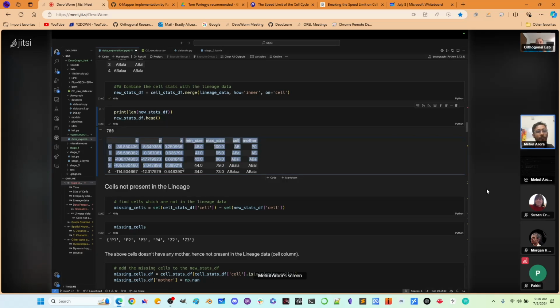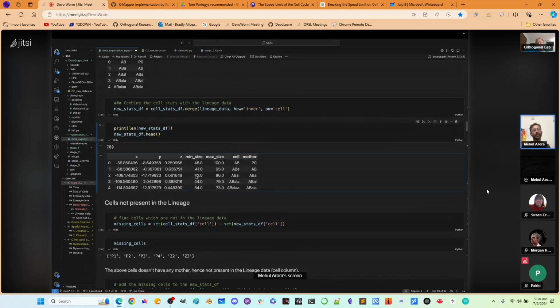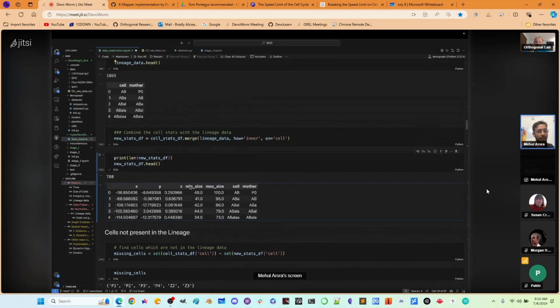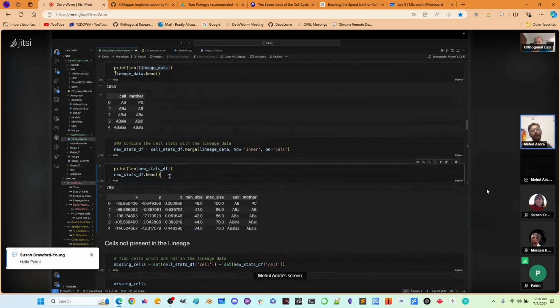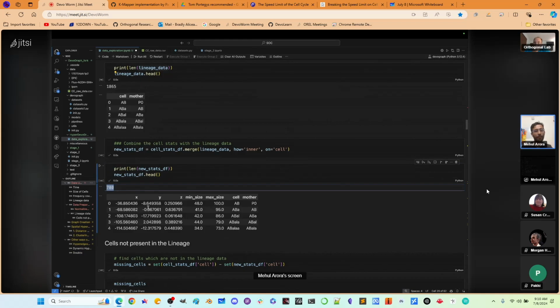And then I thought of making the min size and max size of every particular cell, because we had a lot of timestamps, right? So I thought min size and max size would be useful. Probably we can take more features, for example, average size also. So we can add them as required. When I printed the size of this data, we have 780 rows, one row for every unique cell. So this was the data preparation. But I noticed one thing. Initially we saw that we had 786 rows, right?